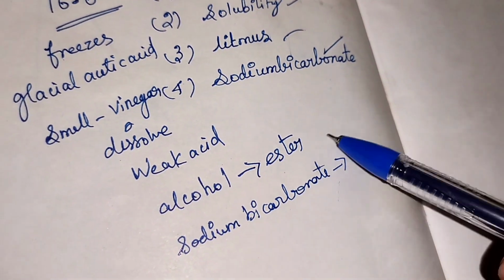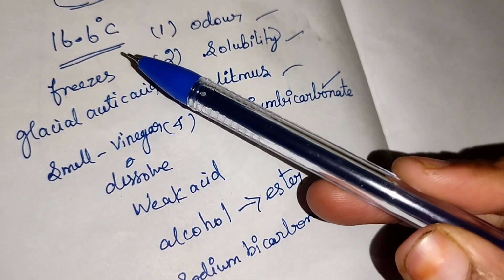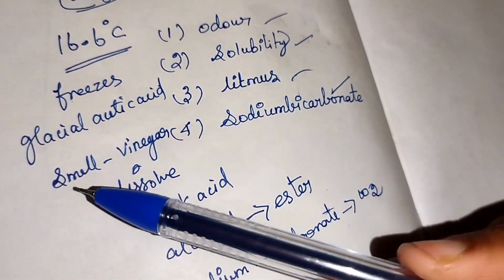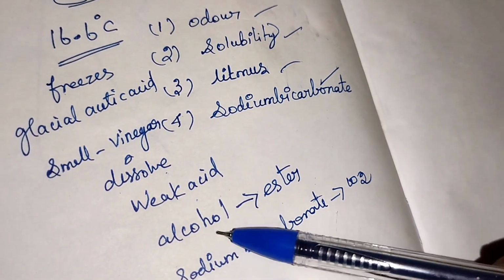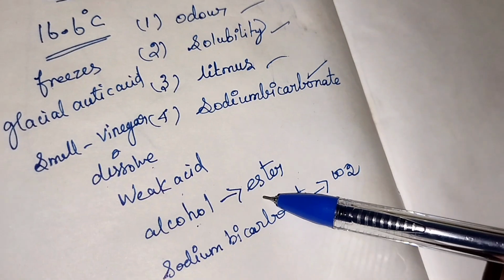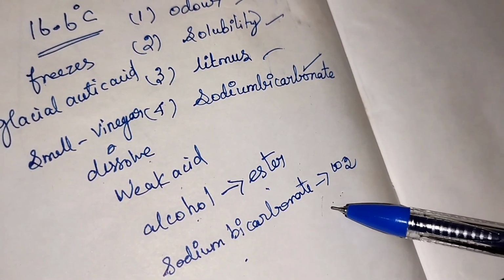Again, I will repeat what I said. It freezes at 16.16 degrees Celsius, so it is called glacial acetic acid, and smells like vinegar. It dissolves in water. It is a weak acid, and in the reaction with alcohol, it will give ester. Reacting with sodium bicarbonate, it produces carbon dioxide. Now we will check through the tests.